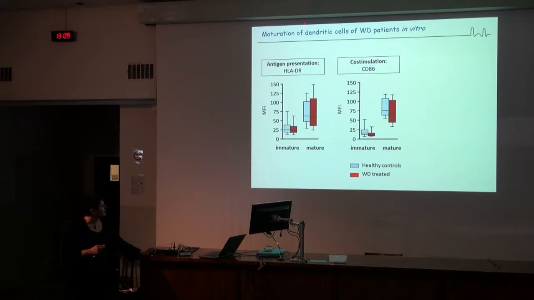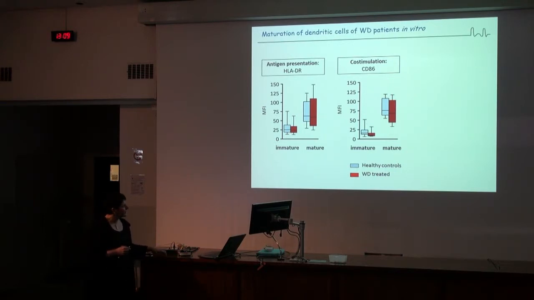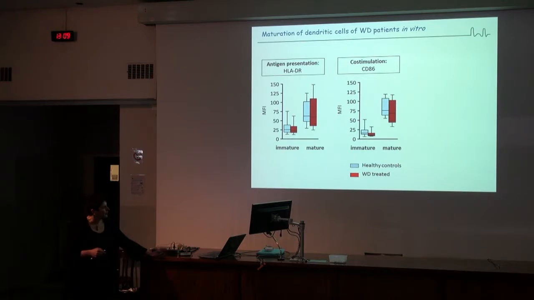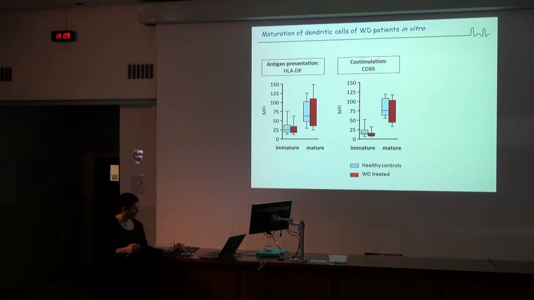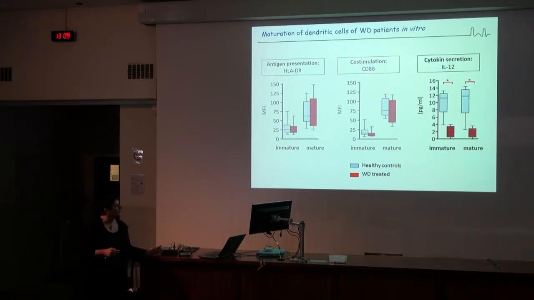When we now look at dendritic cells that are differentiated in vitro, that means they get all the cytokines that they need to mature in an in vitro system, and they are out of the milieu of the serum of the Whipple's disease patient, then we see that when we mature the cells without the serum components, we get a normal maturation of the dendritic cells concerning the HLA-DR expression and the CD86 expression, but the secretion of IL-12 still stays dramatically reduced in the Whipple's disease patients.